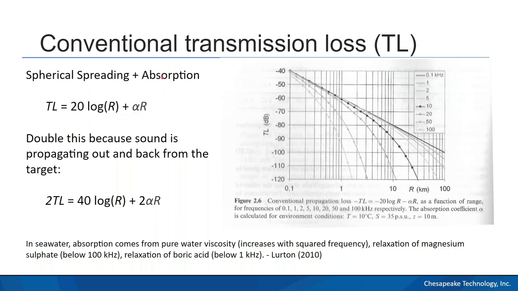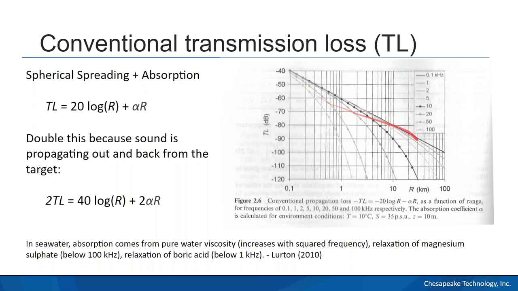The second part is absorption. The seawater itself absorbs energy in the water, and it does it because of magnesium sulfate when you have frequencies below 100 kilohertz, there's relaxation of boric acid when you have frequencies below 1 kilohertz, and then you have the pure viscosity of water also absorbs energy. And we represent that phenomenon with an absorption coefficient here times a range. And usually this thing is expressed in decibels per meter or decibels per kilometer. So the further away you are, the more absorption there is.